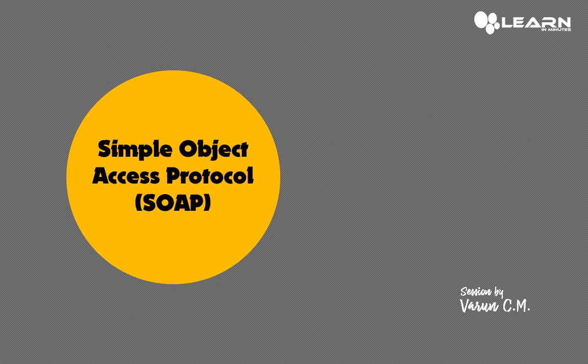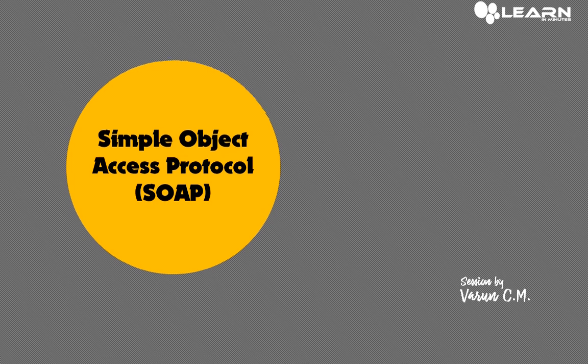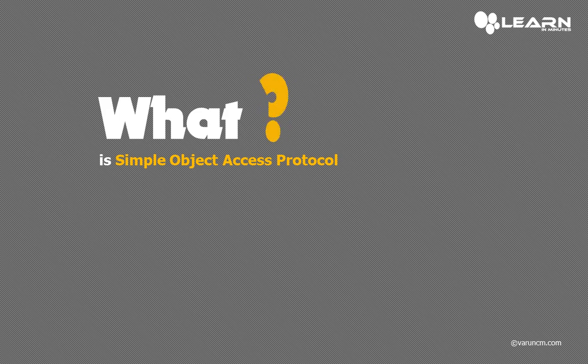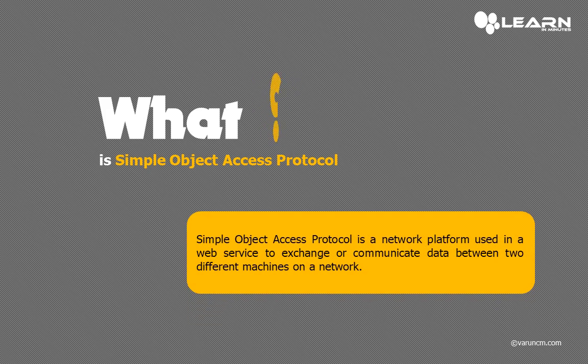This is Varun. In this video, we will be seeing about simple object access protocol, or in short, we will be calling it SOAP. What is simple object access protocol or SOAP? It is a network platform used in the web service to exchange or communicate data between two different machines on a network. So whenever you want to communicate between two machines in a network, maybe a client or a server, you could use this SOAP as a web service.